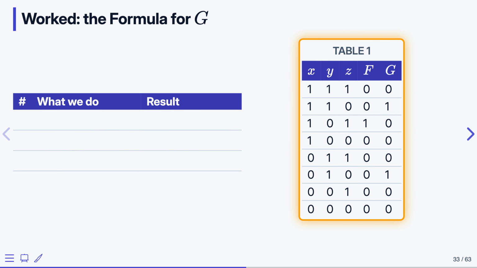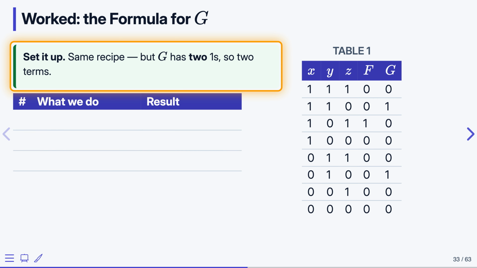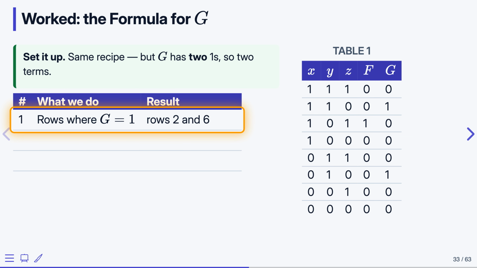Now the same job for g, from the same table. Set it up, same recipe, but this time the g column holds two ones, so we will get two terms. Step 1. Run down the g column. There is a 1 in the second row where x is 1, y is 1, z is 0. And there is a 1 in the sixth row where x is 0, y is 1, z is 0.